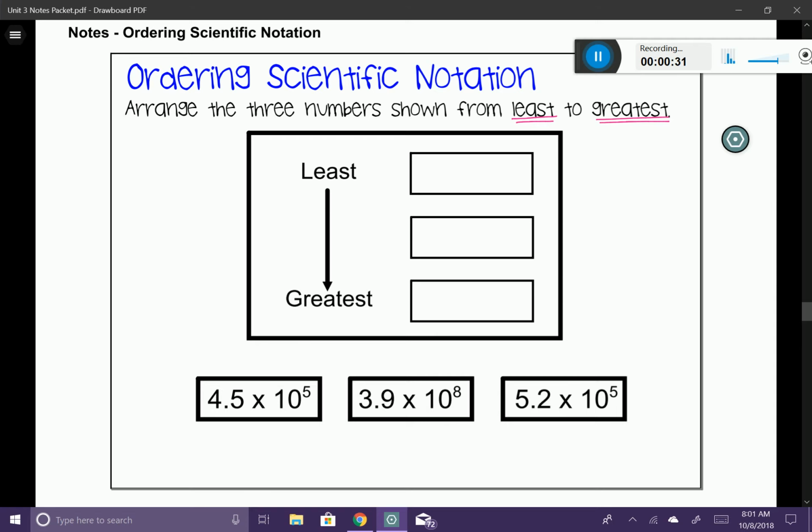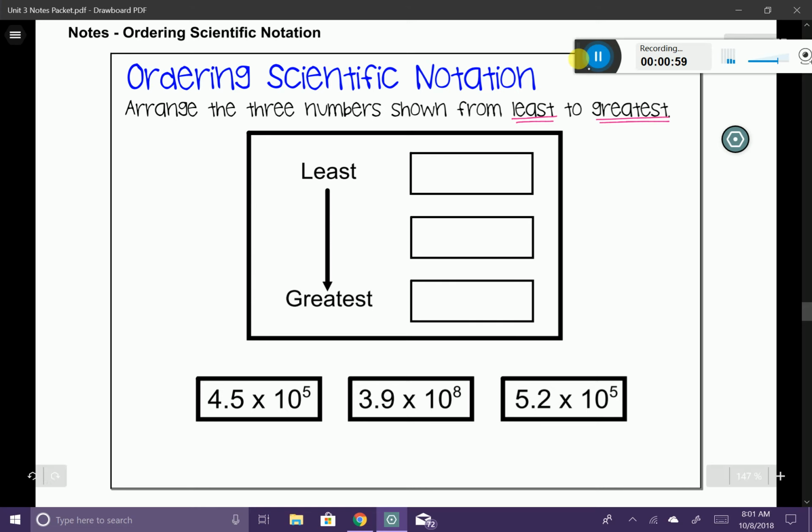So here are my three numbers that I have to work with. Now there's a couple things we want to focus on before we actually do this. And I will say that one way to do this is just to convert all three of these numbers into standard form. And by doing that, it will be very easy to order these. But let's go ahead and do that first, and then I'm going to show you some tricks that you can use. So this first number here, 4.5 times 10 to the fifth.